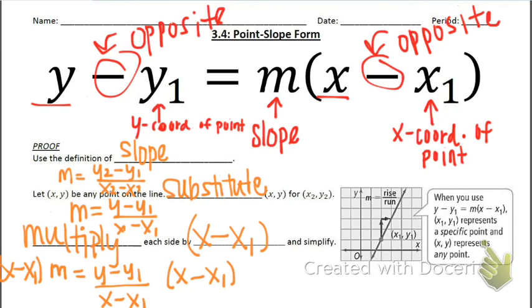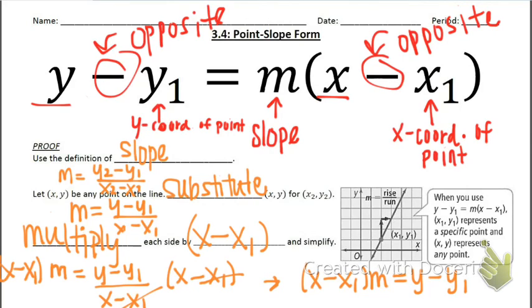When I'm multiplying and dividing by the same quantity, they reduce to 1. So we are left with x minus x1 times m equals y minus y1. Isn't that the same thing that I put up here? I just reordered stuff. Okay, so that's why it works. So basically, point-slope form comes from the definition of slope, the slope equation. Okay?